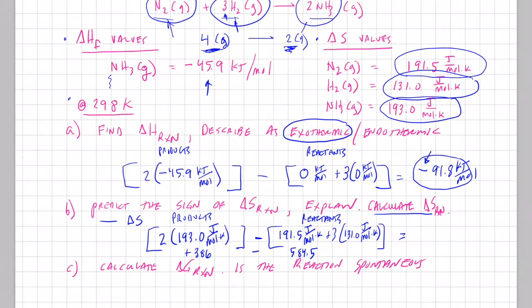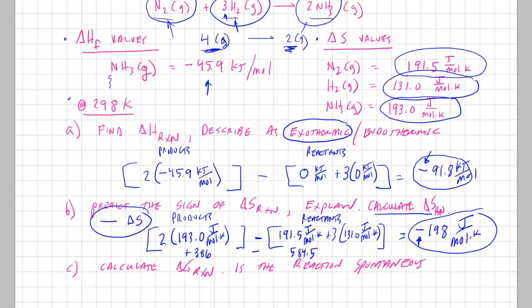So now I can find the entropy change in the reaction. So it's products, 386, minus reactants, 584.5, and I get negative 198.5. And that's in joules per mole Kelvin. How did you do on that? Hey, didn't we say the sign of the entropy change would be negative just a few minutes ago? Didn't we? We said that over here, and we were right. We just calculated its value.